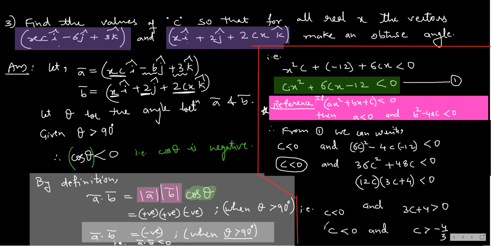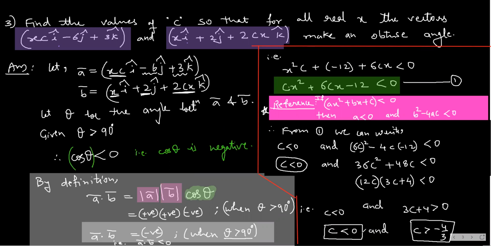Okay, so this is the final answer. What should be the final answer? The final answer is C. C should be lesser than 0. I'm sorry, somewhere in between I think by mistake I said C greater than 0. My mistake. So what is the final answer? C should be lesser than 0.